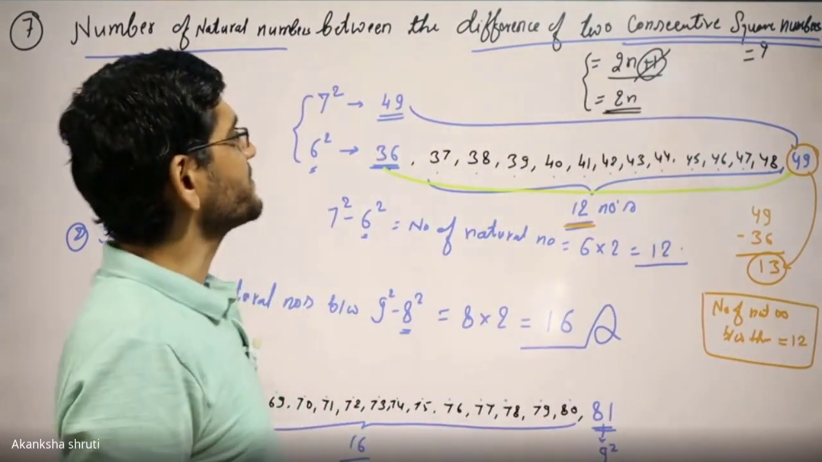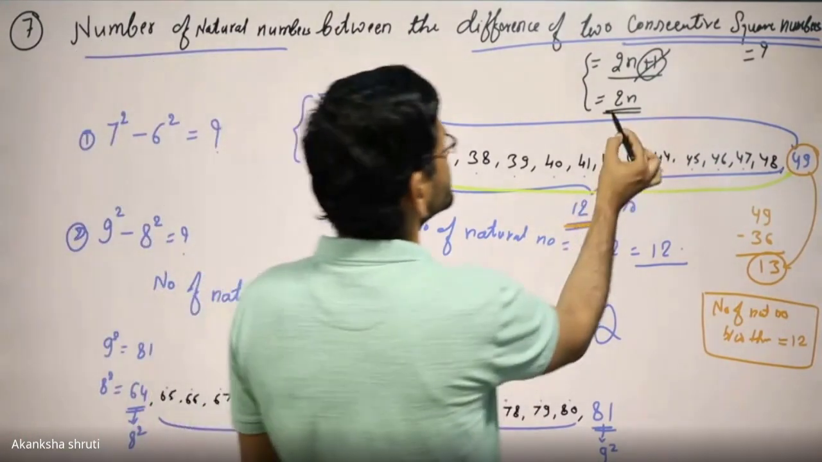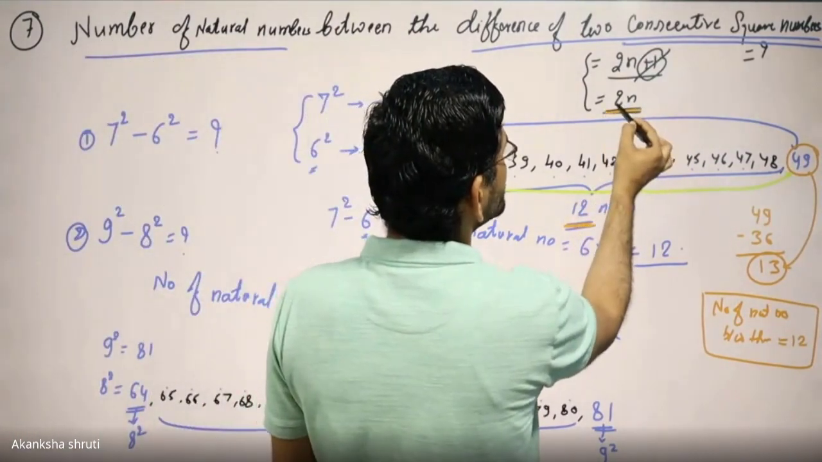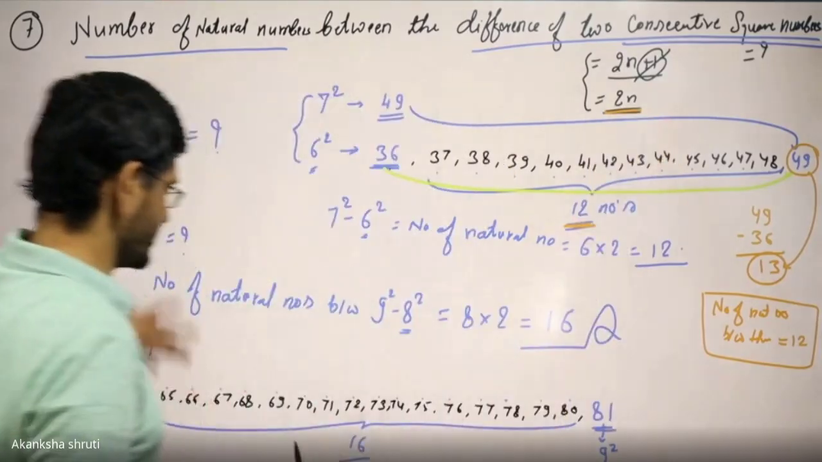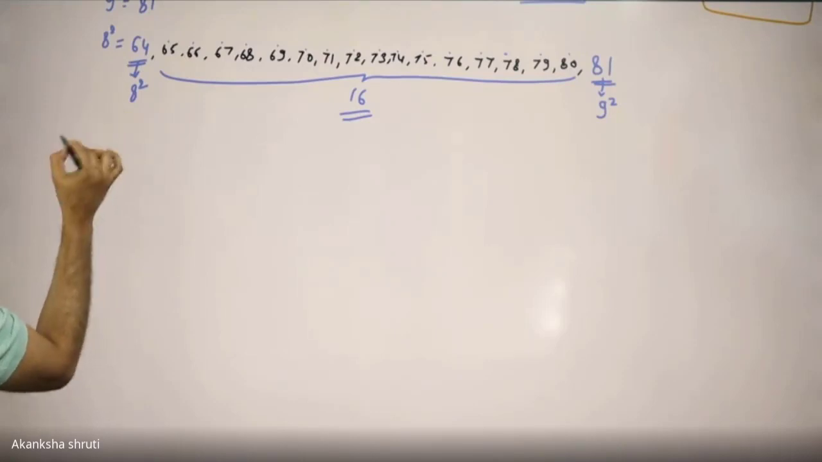So you have to just keep in mind that for getting the number of natural numbers between the two given squares, it is twice the smaller number. Students, this can be derived even by general methods. So note that.